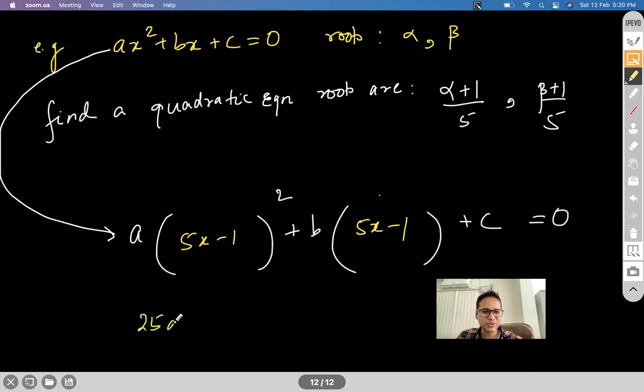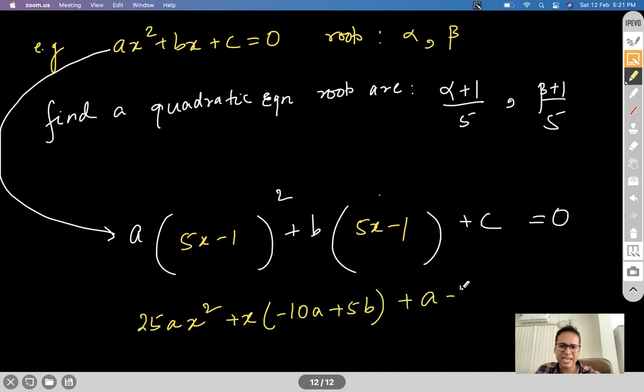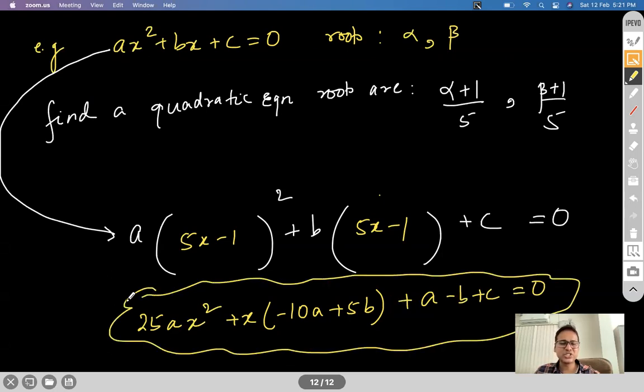So you can further write it as 25a x square. You will get, if I'm not mistaken, minus 10a from here and 5b from there. And your constants will be a minus b plus c equal to 0. Oh, sorry, I've already put x. So this is going to be your answer. So it is so efficient that you don't need to get alpha beta directly. You don't have to strike any kind of a relation on it. You don't have to make alpha plus beta is minus b by a, alpha beta is c by a, etc. All those things are already taken care of.